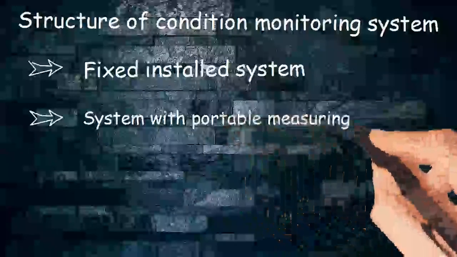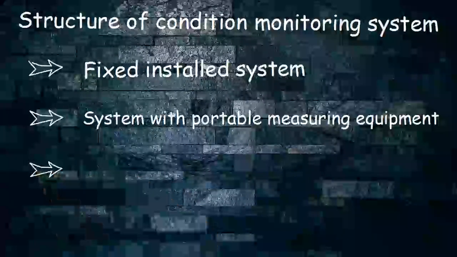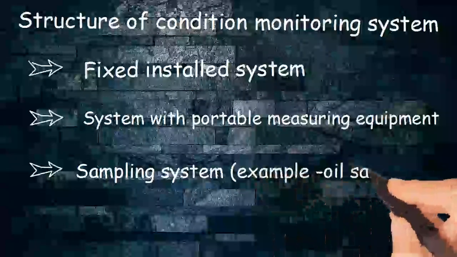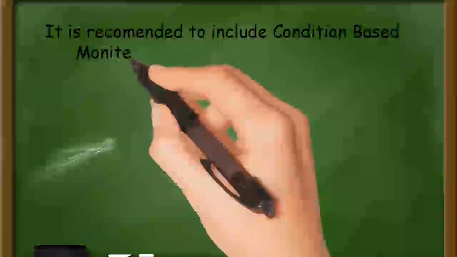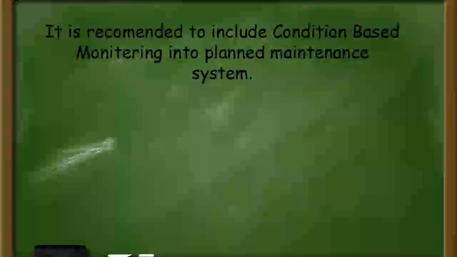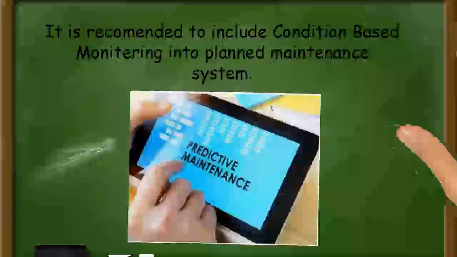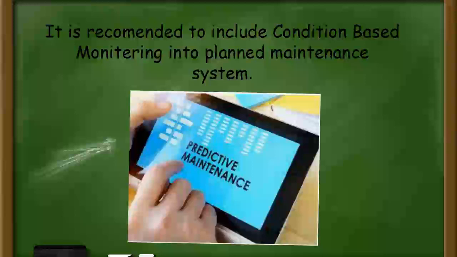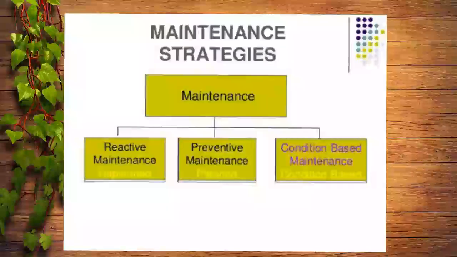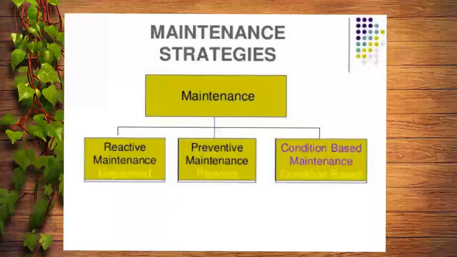Structure of condition monitoring system. Fixed installed system. System with portable measuring equipment. Sampling system. Example: oil sampling. It is recommended to include condition-based monitoring into planned maintenance system. Condition-based maintenance is also known as predictive maintenance. Onboard maintenance is of three types: reactive, preventive, and condition-based.